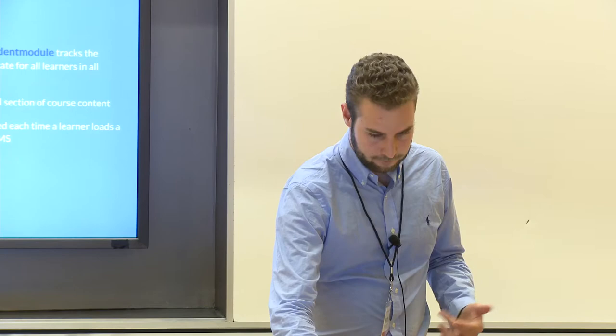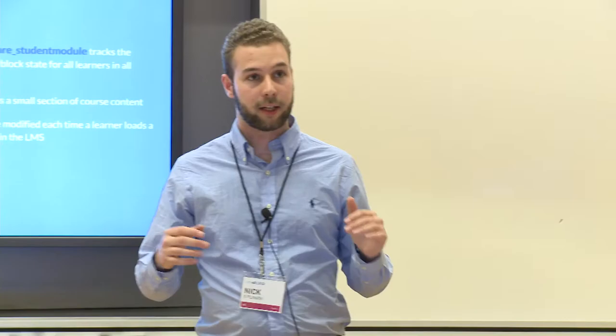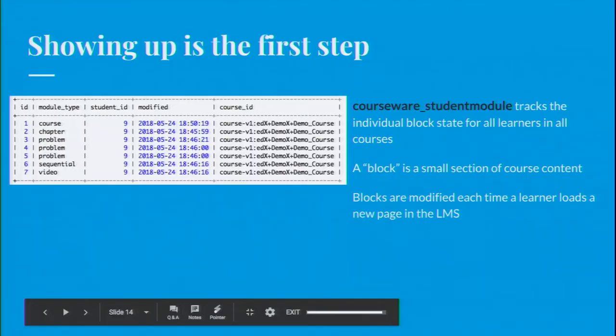All right, so the way we're going to define an active learner is by looking at the student courseware student module table. This table has a record every time a student is in a course and is looking at a section of course content. Each record here is what's called a block, and a block is a small section of course content.